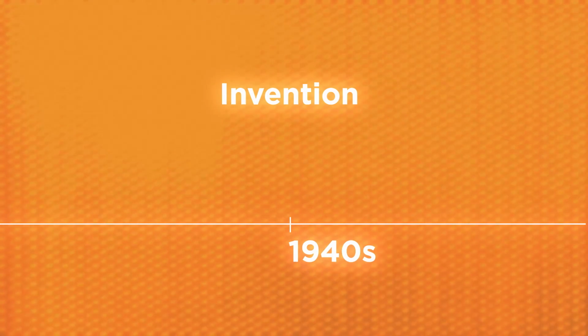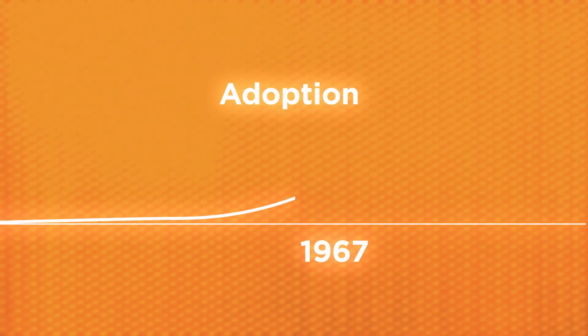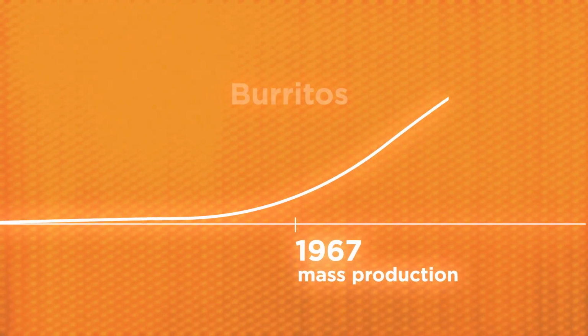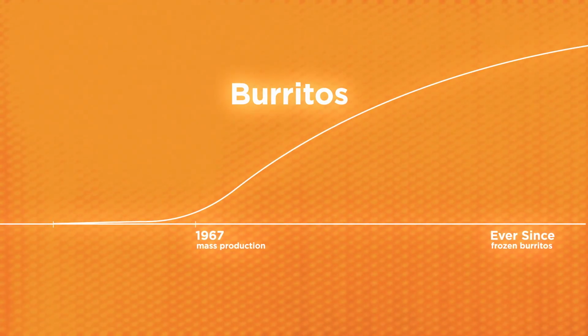The microwave. Invented just after World War II, this handy kitchen appliance became a home kitchen standard by the late 1960s and has been warming up frozen burritos ever since.